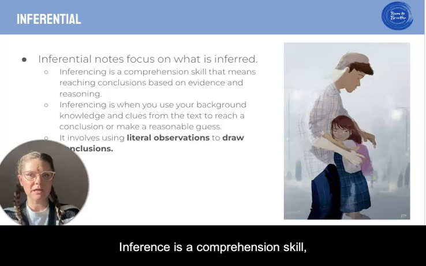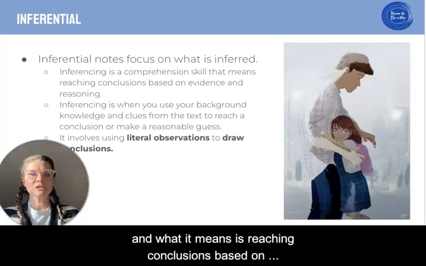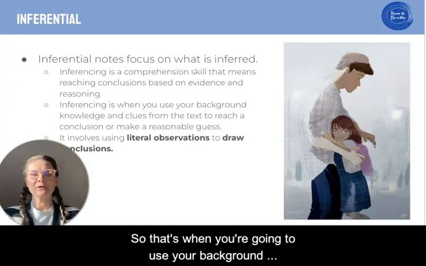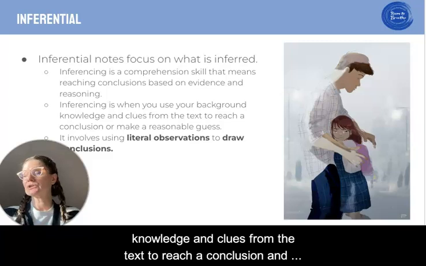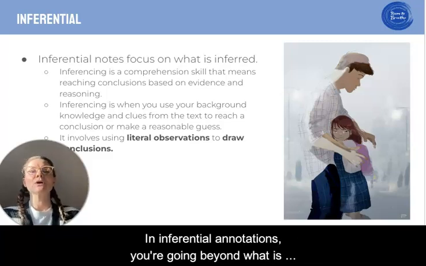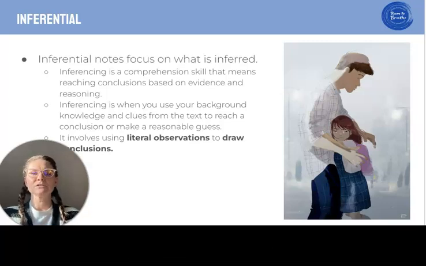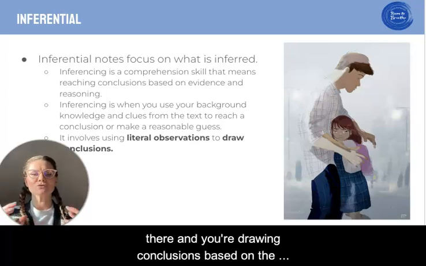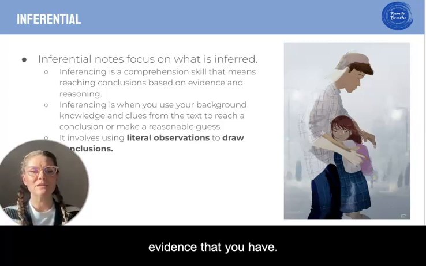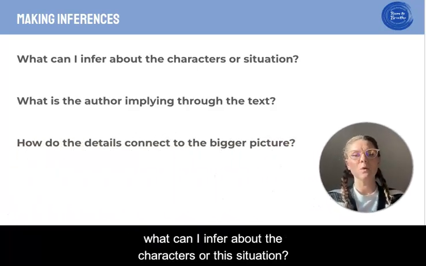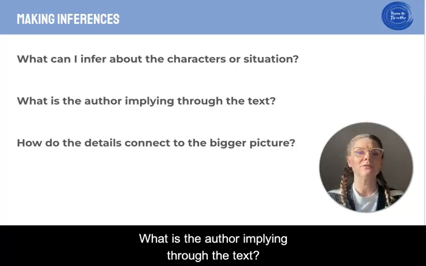Inference is a comprehension skill, and what it means is reaching conclusions based on evidence and reasoning. So that's when you're going to use your background knowledge and clues from the text to reach a conclusion and make a reasonable guess. In inferential annotations, you're going beyond what is written on the page. So you're combining your observations of what is in there and you're drawing conclusions based on the evidence that you have. So some of the things that you might think about is, what can I infer about the characters or the situation? What is the author implying through the text?